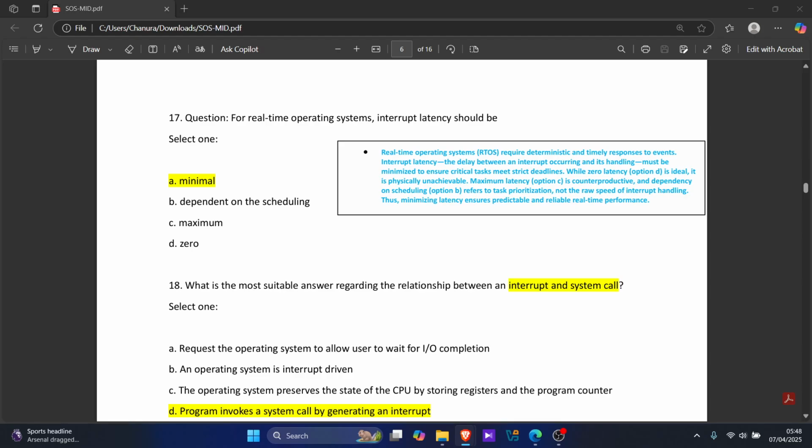Option B says dependent on scheduling. Scheduling does affect how quickly the OS can handle the interrupt once it's being processed, but the question is about the latency itself, which is the delay before the processing starts. So scheduling might influence the overall response time, but the interrupt latency specifically should be minimized regardless. Option C maximum is obviously wrong because you don't want maximum latency in a real-time system. That would defeat the purpose. So, putting it all together, the answer should be A minimal.